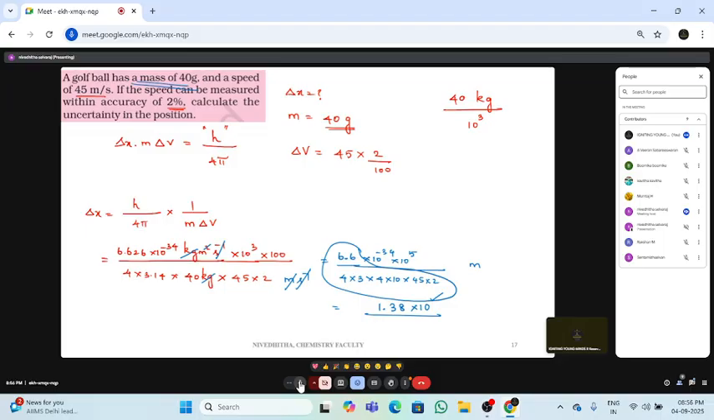But as far as microscopic particles are concerned, whenever you're talking about electron or atom or molecule, we cannot measure position and velocity simultaneously. Okay, that's it. So we are done with this Heisenberg's uncertainty principle.